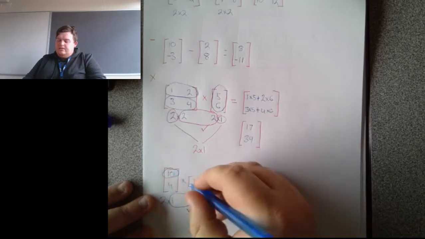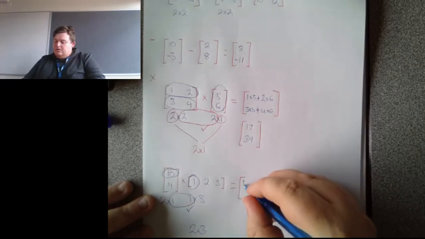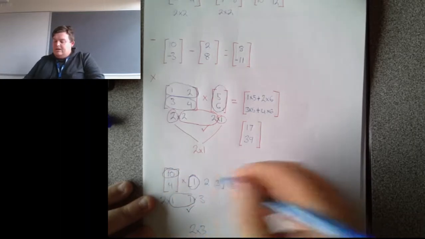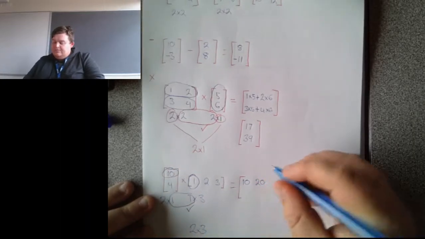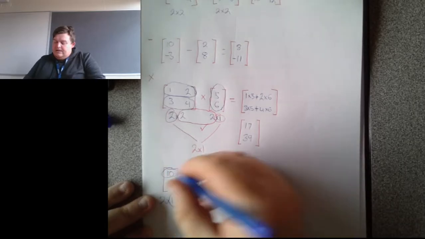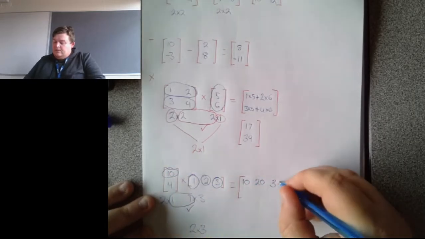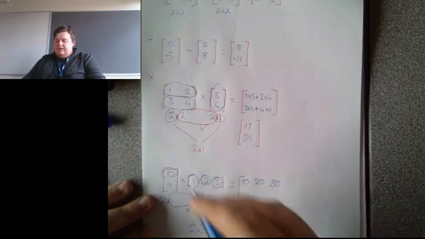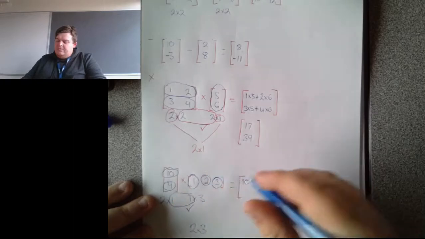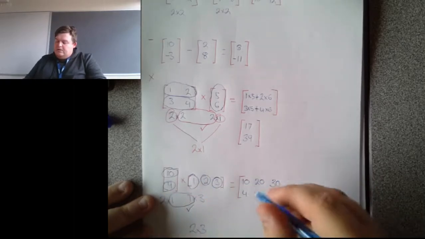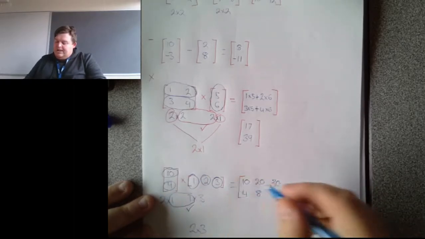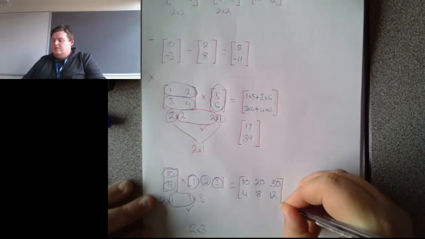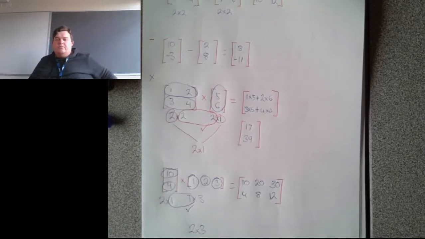So we have 10 times 1, which is 10. This row by this column, so 10 times 2, which is 20. 10 times 3, which is 30. Now once all these columns are gone, I move on to the next row. So this row by this column is 4. 4 times 2 is 8. 4 times 3 is 12. That's how that operation works.